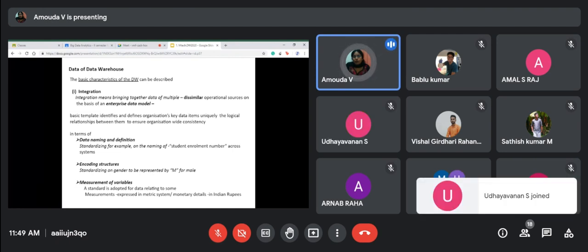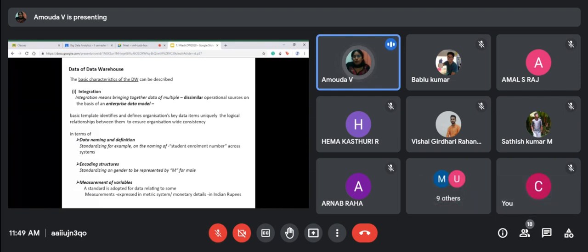Then measurement of variable. In terms of measurement, it should be the metric system or monetary details, whatever it is. The metric system should be in standard form, or monetary, Indian rupee or dollar or euro, whatever it is. You have to mention what it is. So the integration should take care of all these first. These are all only important things we are talking about, not in detail. Okay. So this is integration.